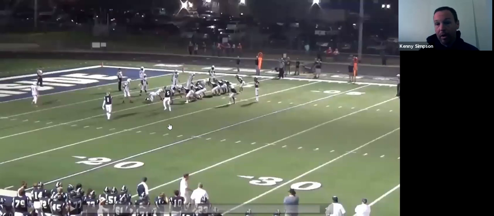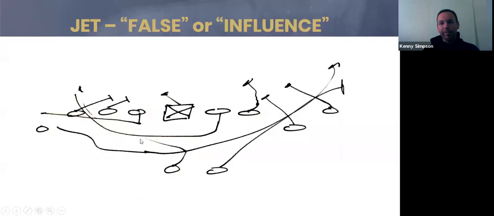Or you could just run belly read, let him squeeze. The problem with that is they may be running a spill kind of deal there. So just something to throw at you. The other thing we'll do is we'll pair buck sweep blocking. We call this joker. So this would be called jet. I've got it up here, false influence. You can call it whatever you want to.